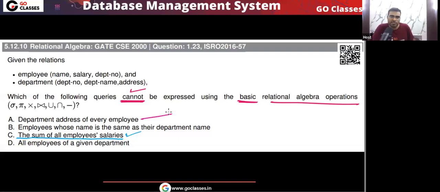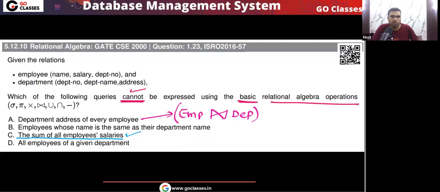For option A, just do the natural join of the employee and department tables. That's it. This is your answer. Next, you can see option B, employees whose name is the same as their department name. That is also very simple.